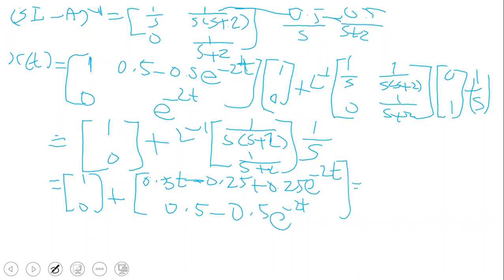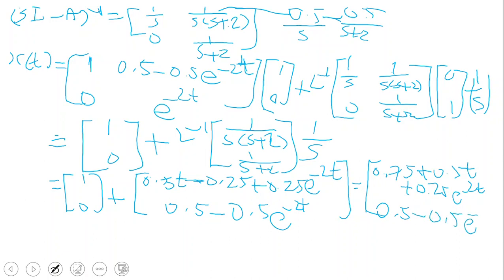So if you add this, what you get is 1 minus 0.5 is 0.75 plus 0.5t plus 0.25 into e to the power minus 2t. So that is the first element. Second element in that vector is 0.5, because 0 plus 0.5 minus 0.5 e power minus 2t is this. So now we got x of t.